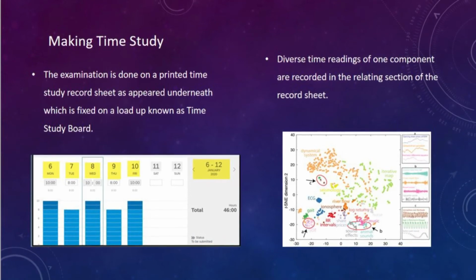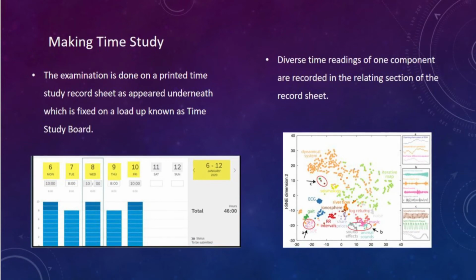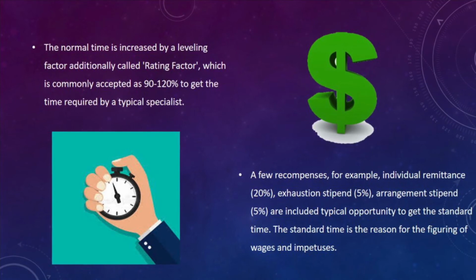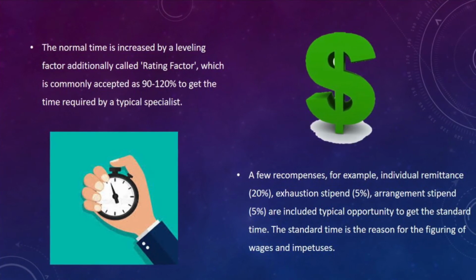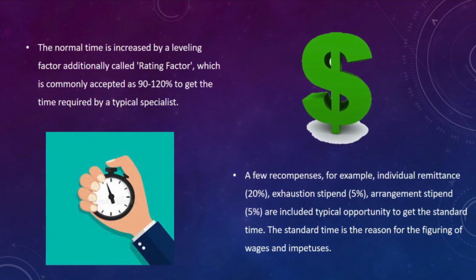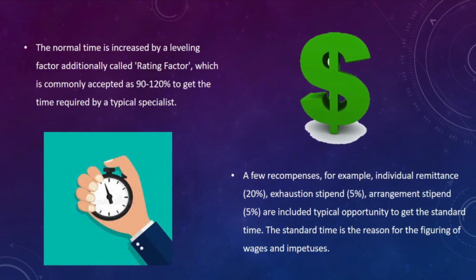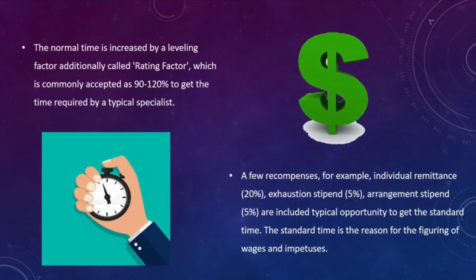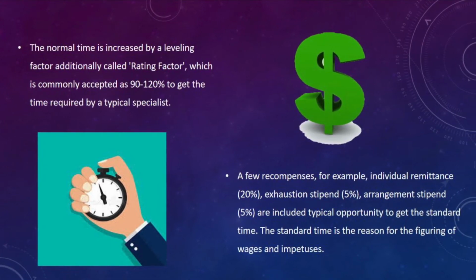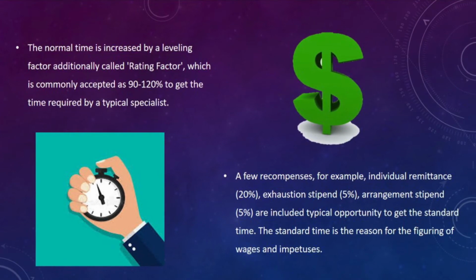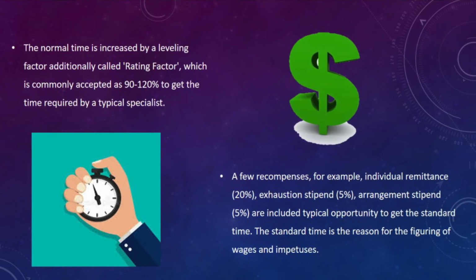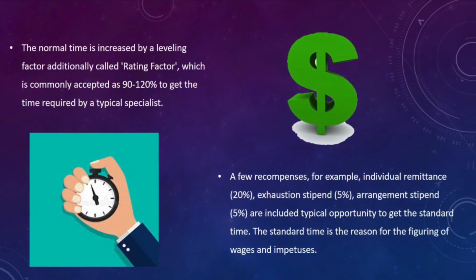For the second step, diverse time readings of one component are recorded in the relevant section of the record sheet. For the third, the normal time is multiplied by a leveling factor, also called the rating factor, commonly accepted as 90 to 120%, to get the time required by a typical worker. This is important for the factory or manufacturer. Our project is the car wash.